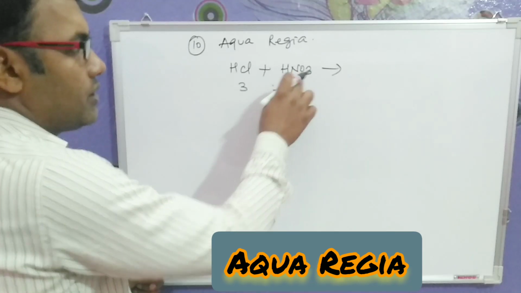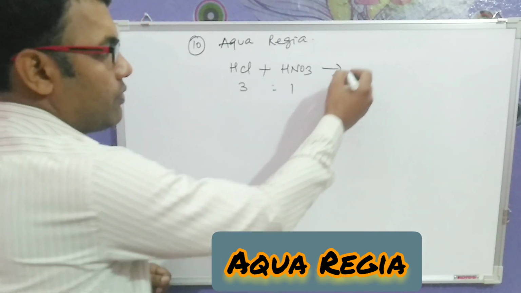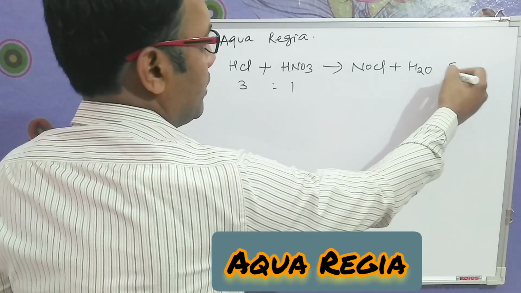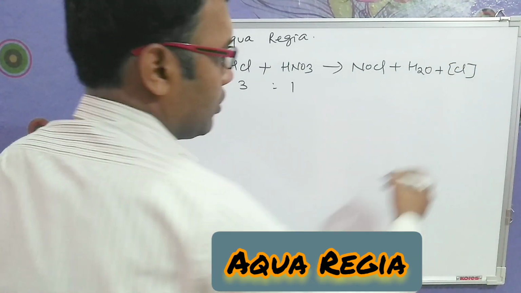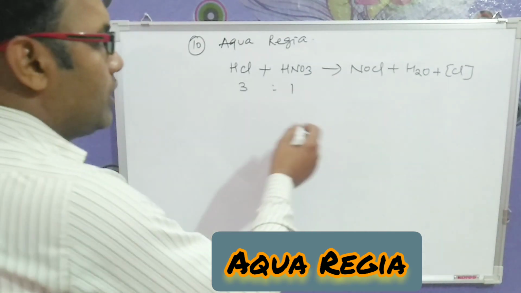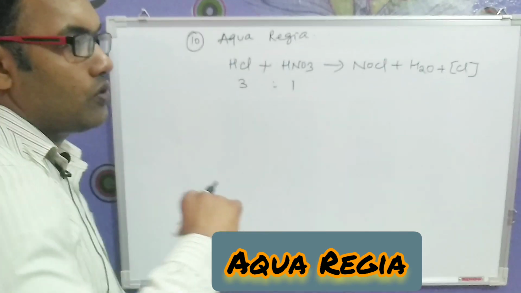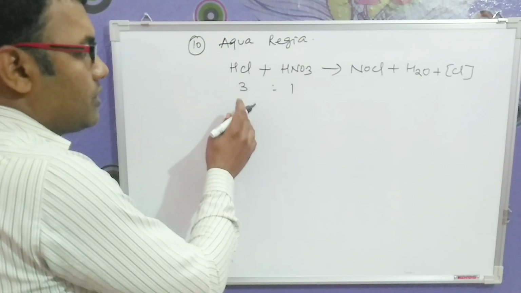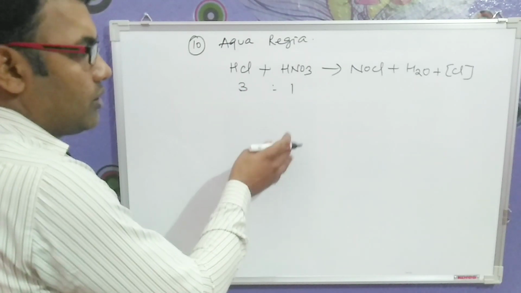So what happens when HCl and HNO3 react? There is a formation of nitrosyl chloride. Then there is a formation of water, and we have nascent chlorine here. Now, why is this aqua regia used? This aqua regia is used to dissolve the noble metals.